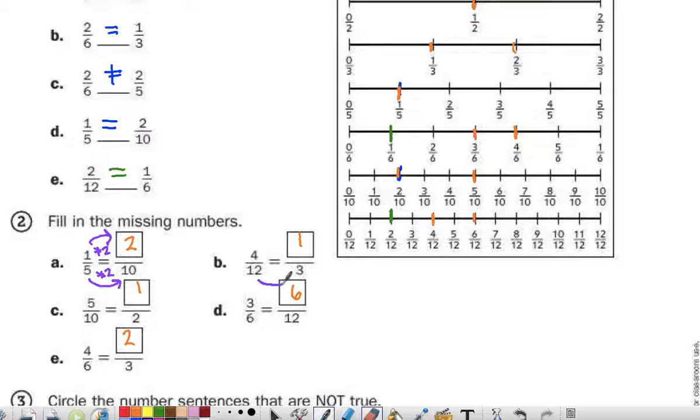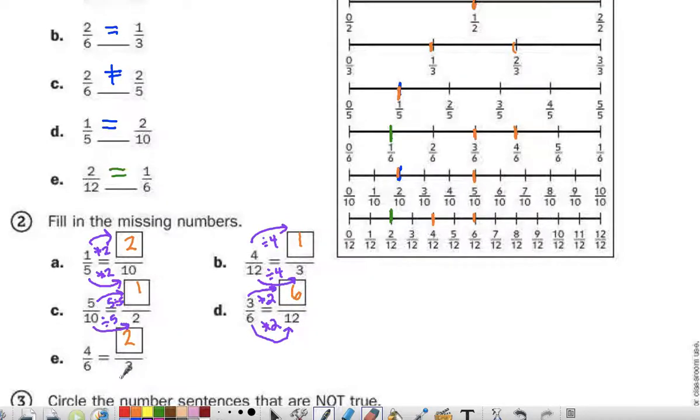Here, to go from 12 to 3, I divide by 4. So 4 divided by 4 is 1. To go from 10 to 2, I would divide by 5. 5 divided by 5 is 1. To go from 6 to 12, I would multiply by 2. Whatever I do to the bottom, I have to do the top of my fraction.